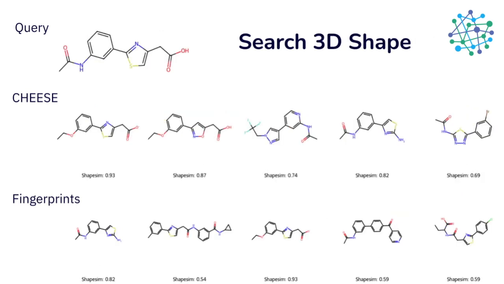And another example, in the case of shape similarity. Here we have again a random query, and the top molecules retrieved by CHEESE and by fingerprints. Here you can see that CHEESE is more sensitive to the shape of the molecule, even by looking just at the number of the rings. In the case of fingerprints, we have molecules that have like 3 rings or even 4 rings, and you can imagine that it wouldn't be so great in 3D shape alignment.